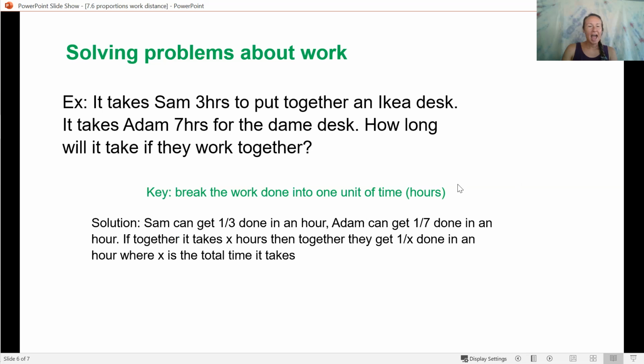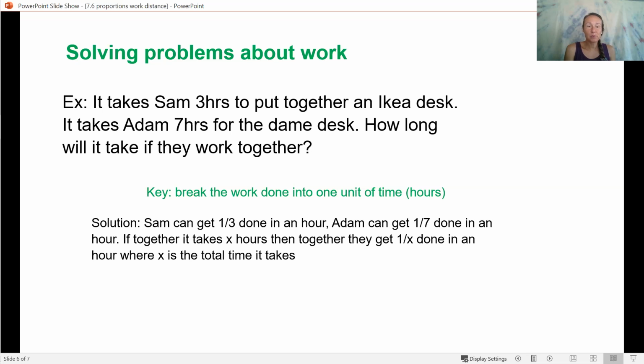So we're going to say, how much of the work can Sam get done in an hour? Well, if it takes him 3 hours total, he can get 1/3 of the work done in just the first hour. But in that same amount of time, how much of the work can Adam get done? Well, since it takes Adam 7 hours to put this desk together, in the first hour of working together, Adam's going to get 1/7 of the work completed, okay? So in just 1 hour, Sam will get 1/3 done, Adam will get 1/7 done, okay?